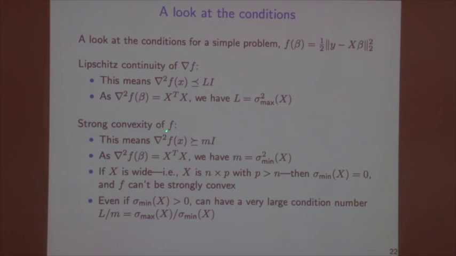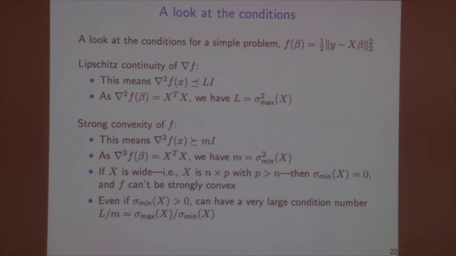Whereas strong convexity of f is actually a little bit more of a strict requirement. This means that the Hessian of f, so x transpose x, has to still be positive semi-definite when you subtract m times the identity. Equivalently, the smallest singular value of x has to be such that m is larger than 0. And again, you can think of m as the square of the smallest singular value of x, or the smallest eigenvalue of x transpose x.